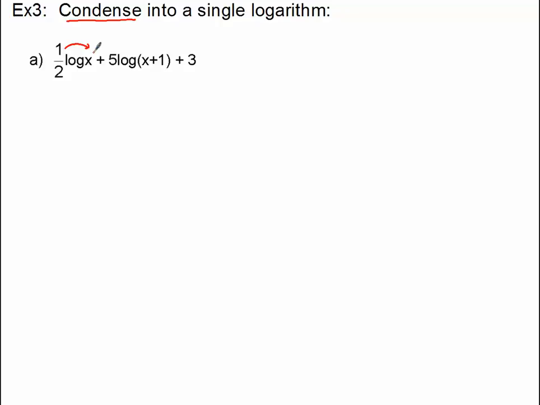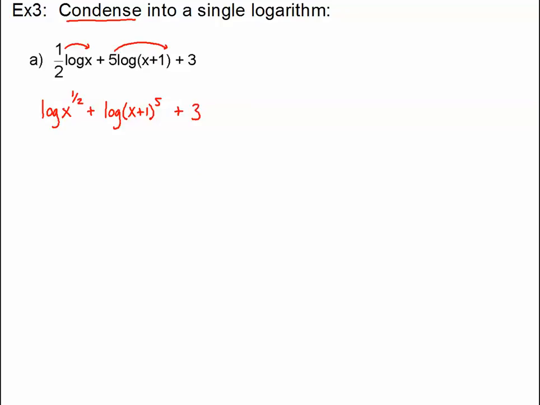This 1/2 is going to come in. This 5 is going to come in. This 3, oh, that's confusing. I wonder what this 3 is going to do. Oh well, we'll deal with that when we need to deal with that. Let's bring in the 1/2. Okay, so we have the log base, well, it must be base 10. I don't see anything, so I'll just say the common log of x to the 1/2 plus the common log of (x plus 1) to the 5th power plus, I don't know, 3. That's weird. It's not even a logarithm. Again, we'll deal with that when we need to.